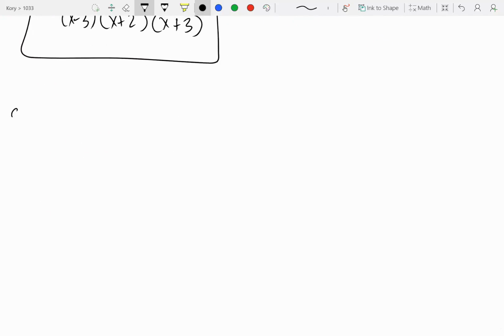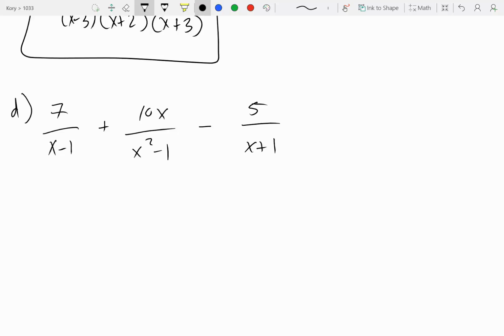Alright, part D. We have 7 over x minus 1 plus 10x over x squared minus 1 minus 5 over x plus 1. So let's factor out everything. The only thing that needs factoring is this. It's a difference of two squares, so we have (x plus 1)(x minus 1). Now we want to determine the LCD.